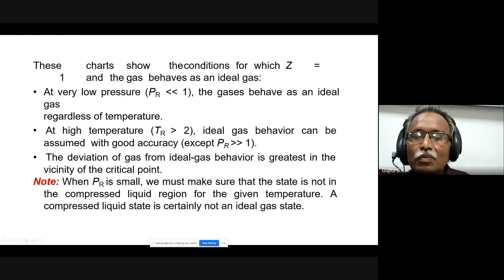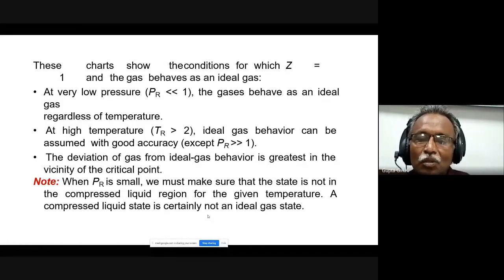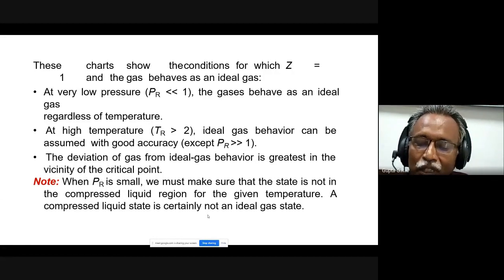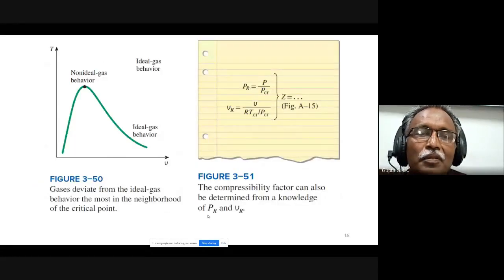So when P_R is small, we must make sure that the state is not in the compressed liquid region for the given temperature. A compressed liquid state is certainly not an ideal gas state. Okay, so there is no point in talking about the compressed liquid region here because P_R is small. I cannot say a compressed liquid acts like an ideal gas. So we have to be careful about that.